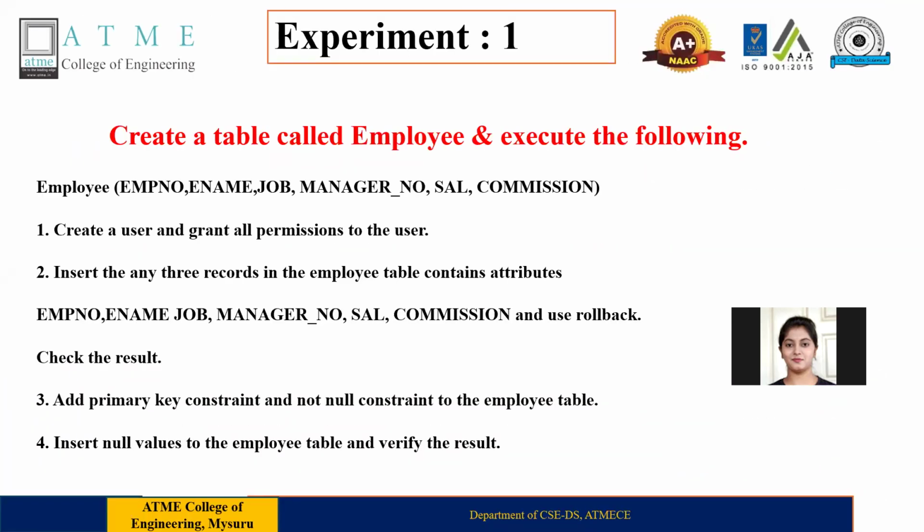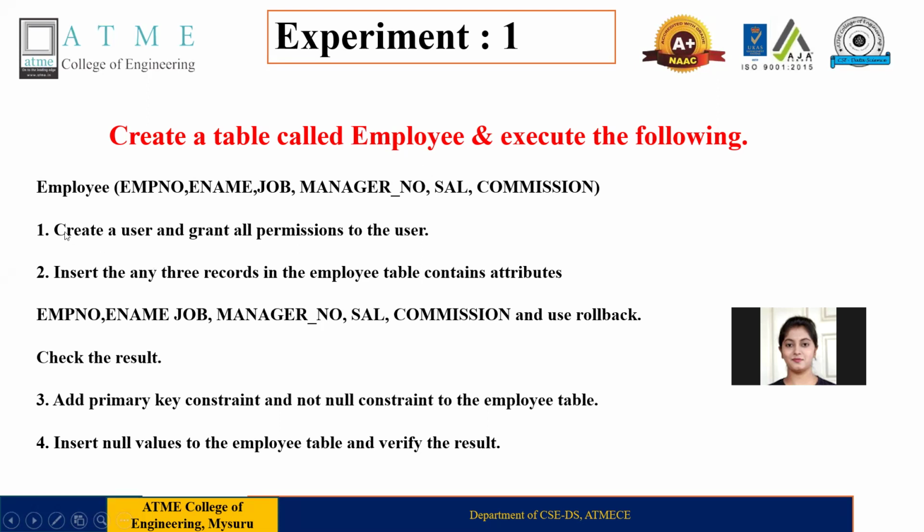Moving ahead, we'll see what is in the first experiment and what we are going to do here. The syllabus has told us to create a table called employee and execute the following. So we have to create a table named employee, and here we have attributes inside the table that we have to give. These are the attributes: employee number, employee name, job, manager number, salary, and commission. So we need to give these many attributes. I think we have 6 attributes here. Yes, and for the table employee, we will have to create all these 6 attributes.